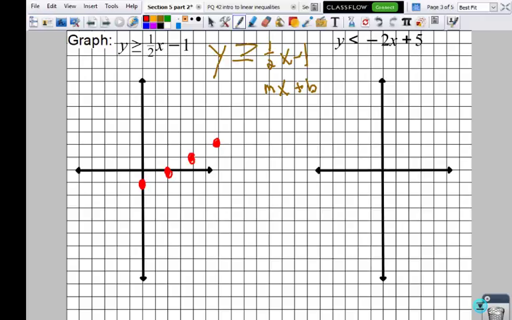Next, I need to figure out, is my line going to be solid or dashed? Christine, is my line going to be solid or dashed? It's gonna be solid because I have the greater than or equal to right here, right? So I'm gonna make a solid line.